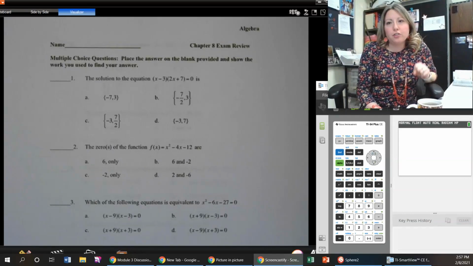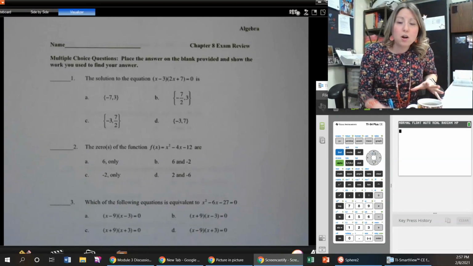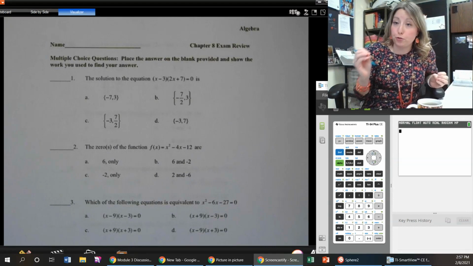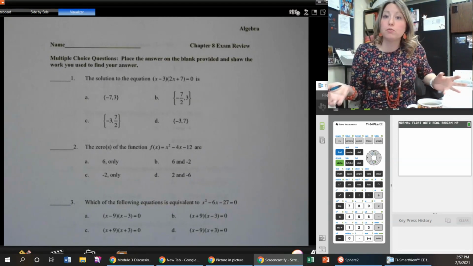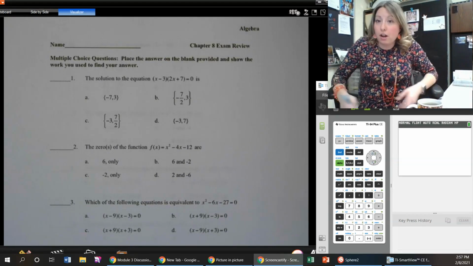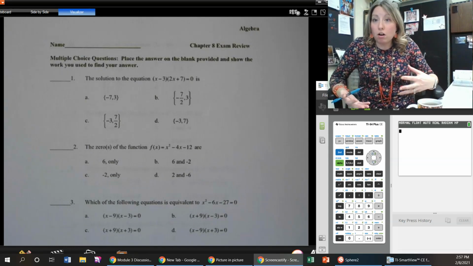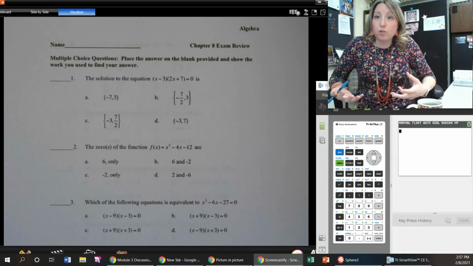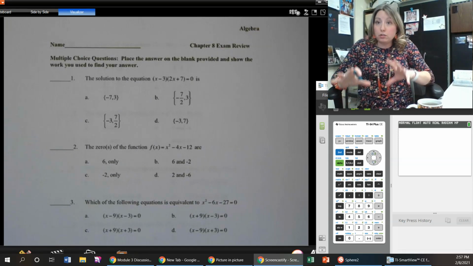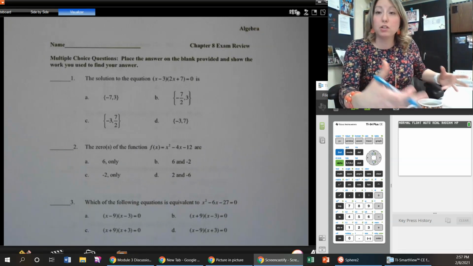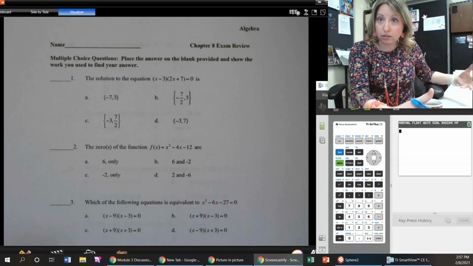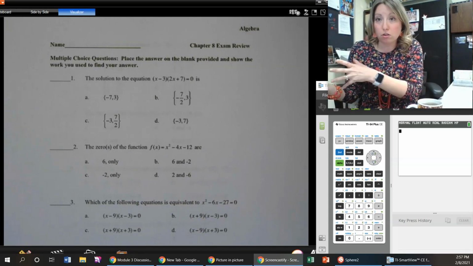Algebra. Here is our Chapter 8 exam review. I am going to go over a few questions in the exam review so that you understand everything that's going to be a part of your test. Now, remember, all of the exam review questions, there's always more examples in the review for you to practice than there are on the actual test.